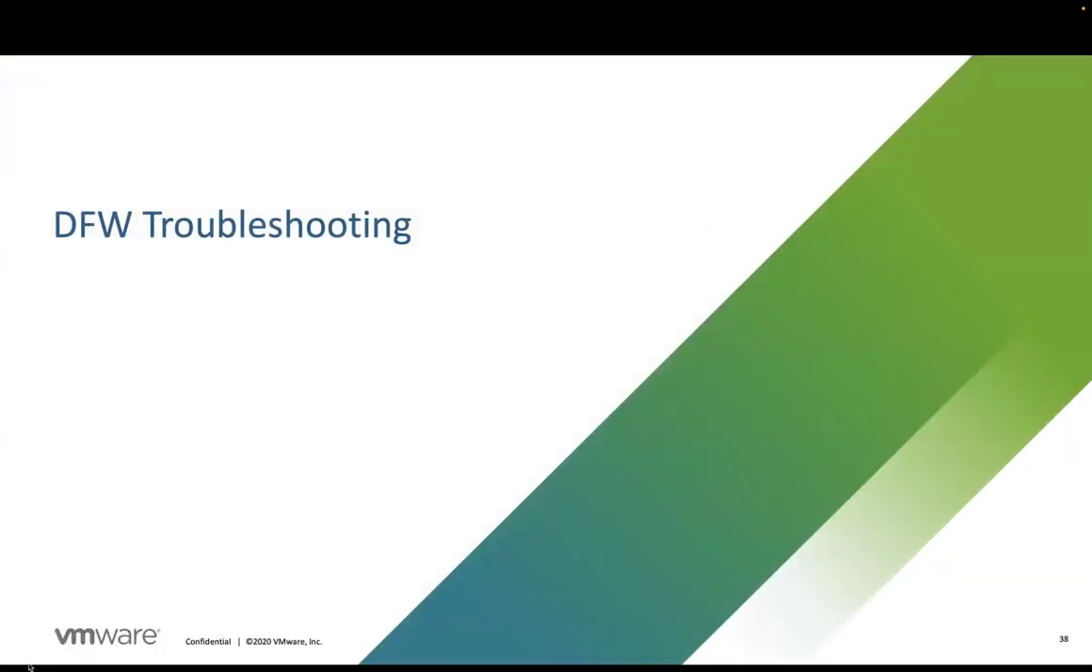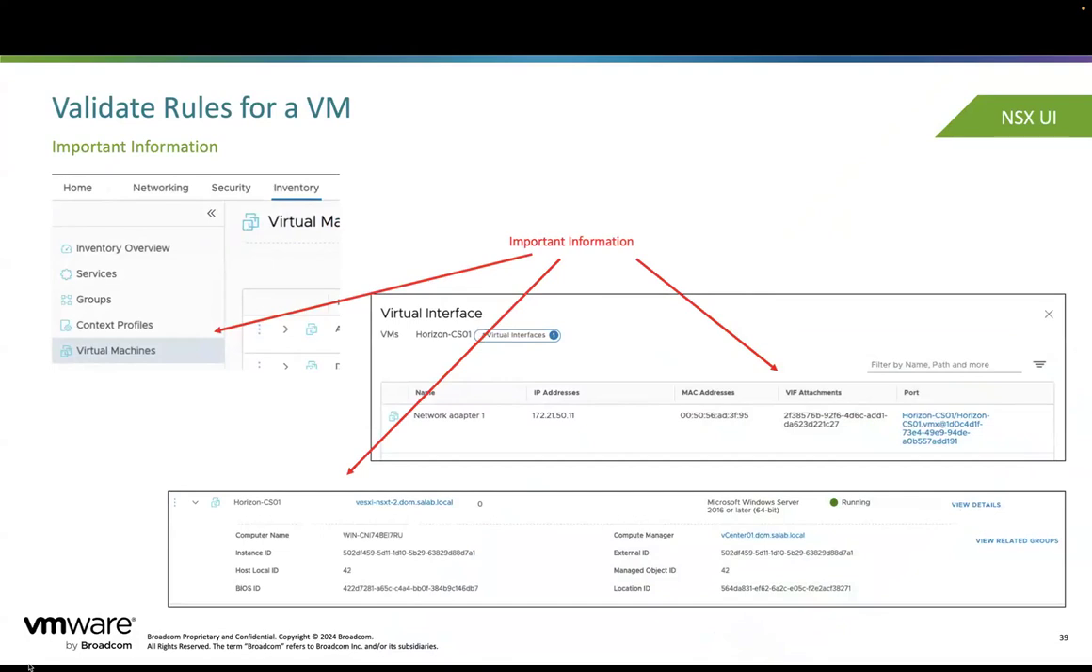All right, let's look at some DFW troubleshooting. First, out of the user interface for vDefend, so straight through our manager. If we look at our inventory and click on a virtual machine, we can see some important information about it. We have the Horizon-CS01 virtual machine, which is the name of the virtual machine, and we can see its virtual interfaces. There's a network adapter 1 with an IP address, and we see something called VIF attachments.